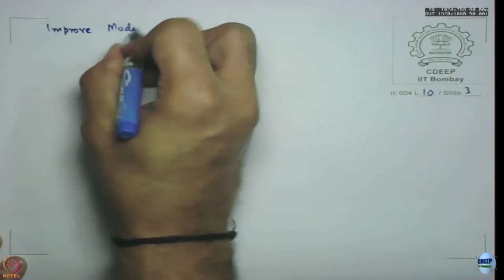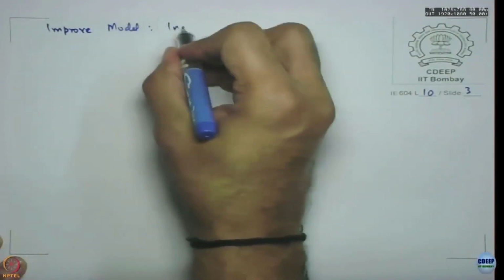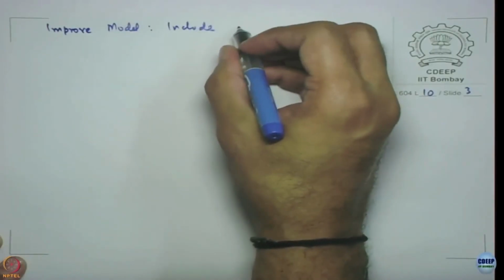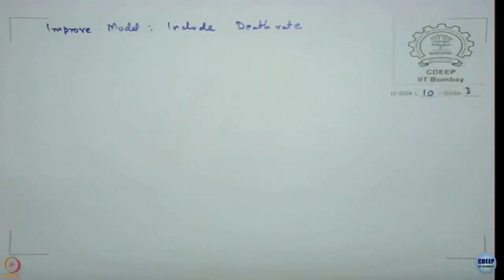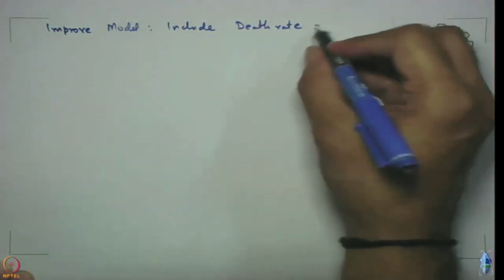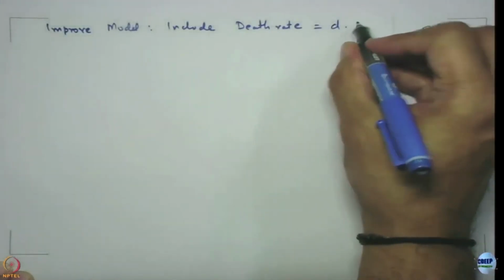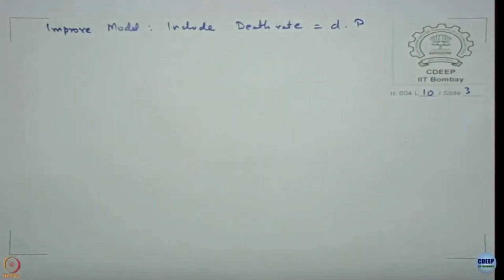Improve the model to include the death rate, which is nothing but the fractional death rate D into the population P. So, let us do that. So, that is changing in proportion. What can we expect our system behavior to be? It will continue to be S-shaped.